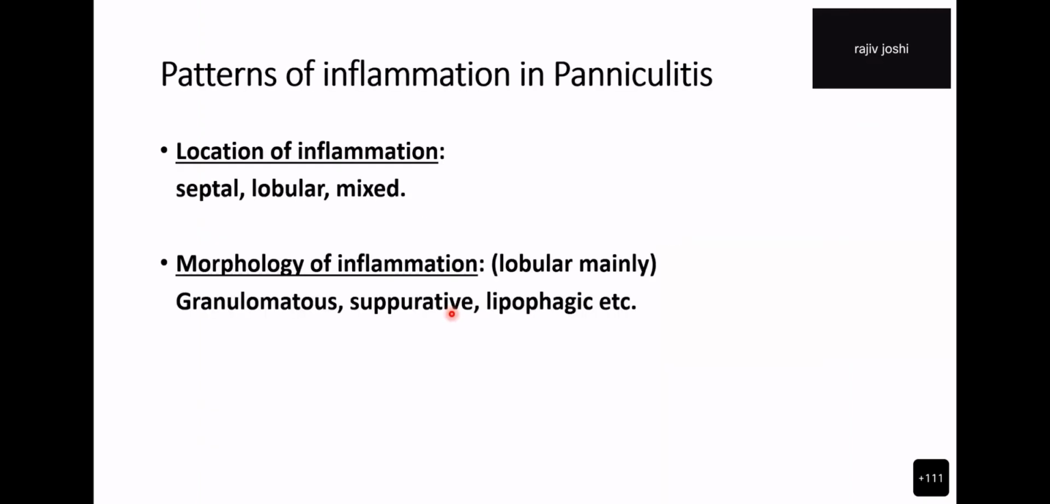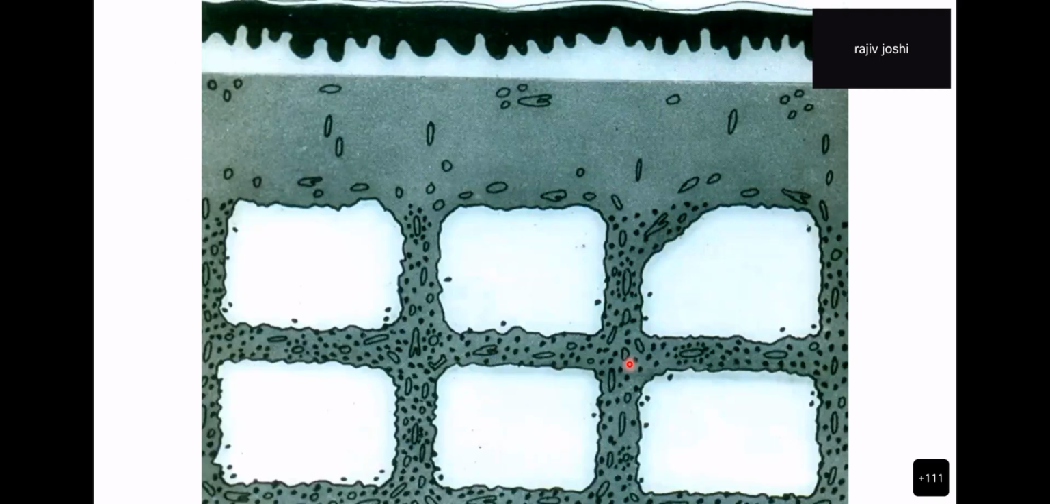So patterns in panniculitis would be mainly depending on the location of the inflammation as septal and lobular, and of course sometimes you get mixed. There is a spillover into the other compartment, and you can also look at the morphology. So when you have a predominantly lobular inflammation, whether it is granulomatous, whether it is suppurative, whether it is lipophagic, whether it is necrotic, etc. So diagrammatically, this is how it's represented.